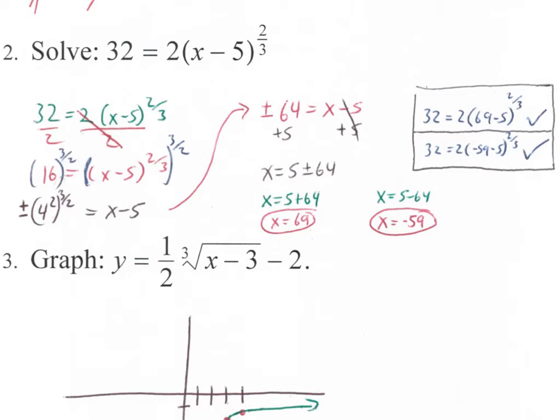So let's start from the beginning. Divide by 2. 3 over 2 power both sides. Realize this needs to be a 4 squared, so they cancel, leaving you 64. And then making two answers. Checking them. Make sure you check. Both of them worked. A lot of times they don't work, and they're called extraneous when they don't work, so be very, very careful.